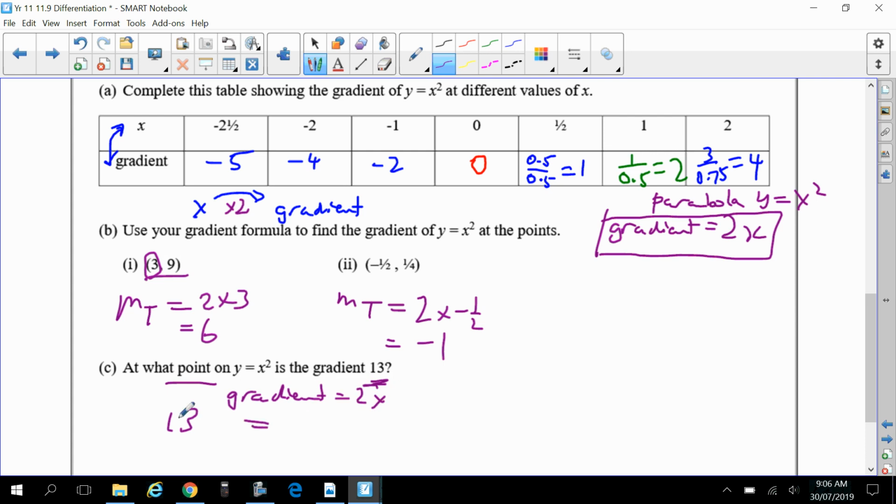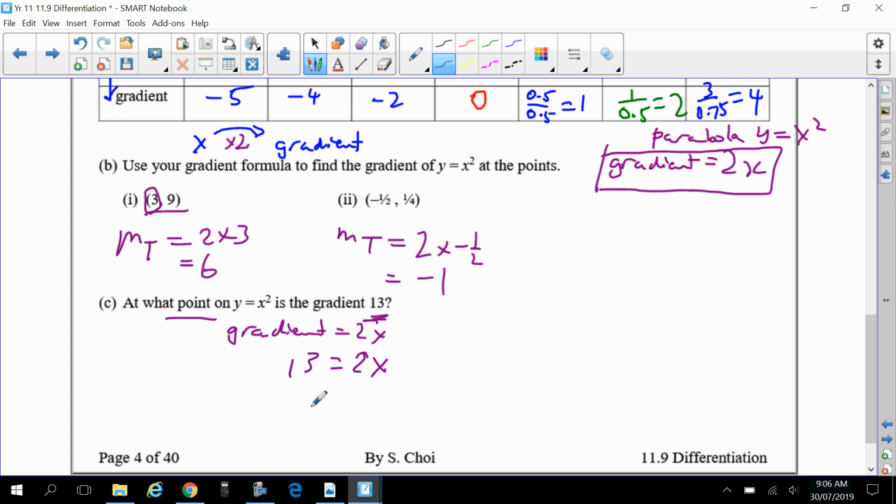So if I know the gradient, 13, so I just have to solve this very simple equation. So what would the x value be? Which is what? 7.5? Wrong. 6.5. How do I get the point?